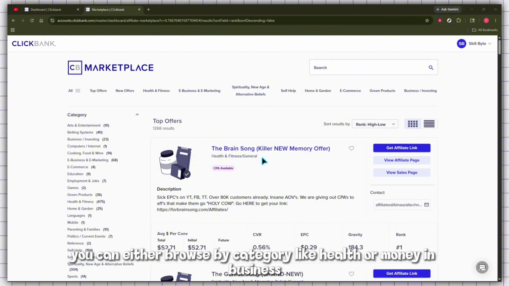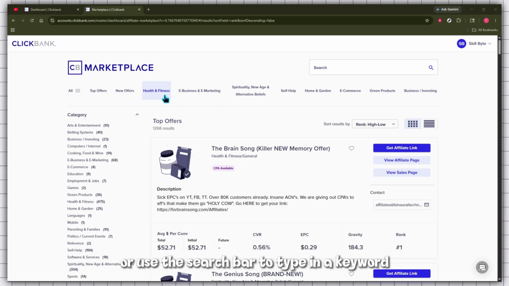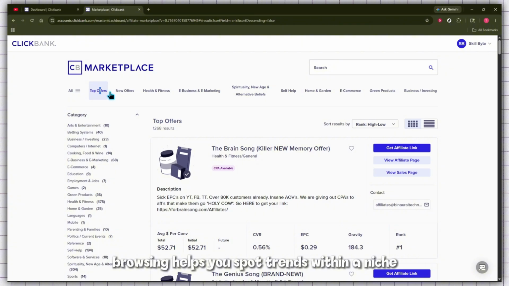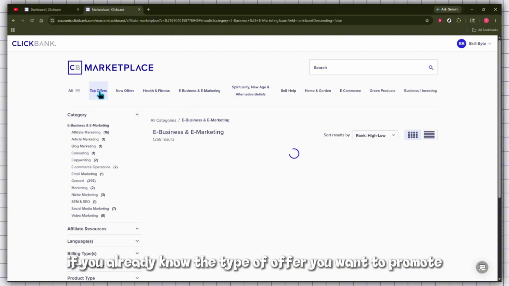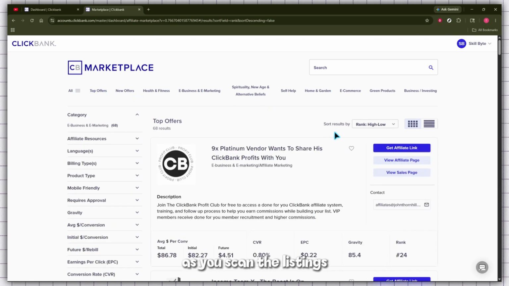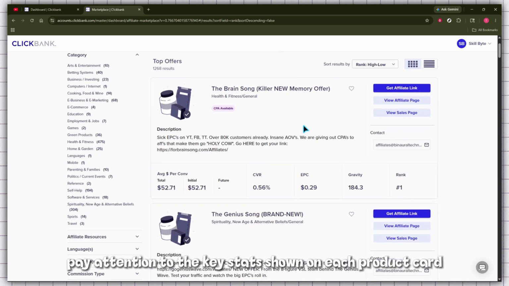Once you're in, you can either browse by category, like health or money and business, or use the search bar to type in a keyword, such as weight loss or make money. Browsing helps you spot trends within a niche, while searching is great if you already know the type of offer you want to promote. As you scan the listings, pay attention to the key stats shown on each product card.